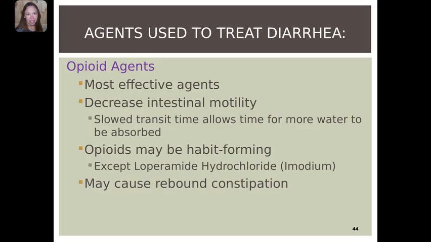Well, they cause a decrease in intestinal motility, so it's going to slow down the transit time. It allows for that water that is in the large intestine to be absorbed back into the body to stay in systemic circulation. A side effect that can be caused from giving the opioid agents would be rebound constipation. So now instead of having diarrhea, now they're having constipation.